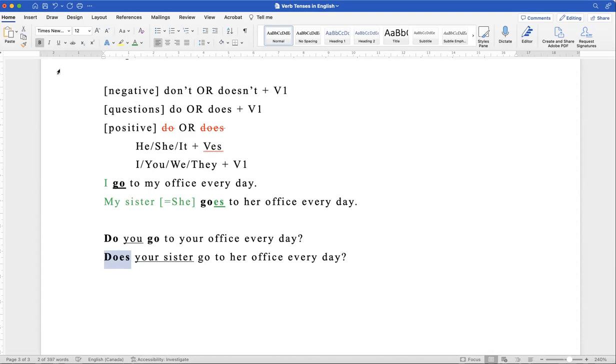With she, I use does. Okay. Does your sister? Again, verb one. In the questions, no s at the end, because we already have does here. We already have s at the end here. We cannot add another s at the end of the verb. But in this sentence, this is positive. So that's why we need to add the s at the end of verb here, guys, because we don't have the auxiliary verb in positive sentences.